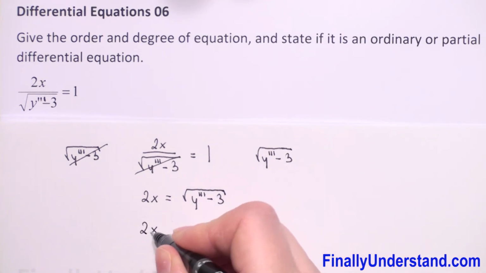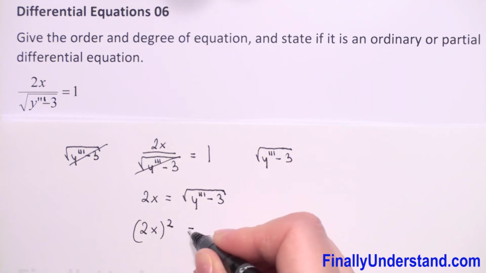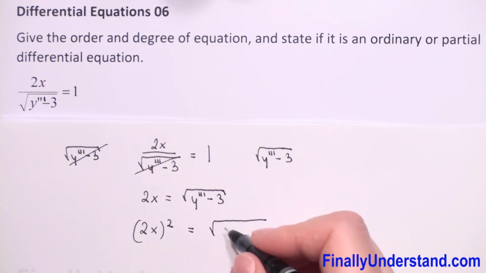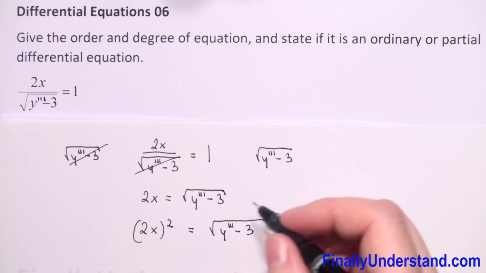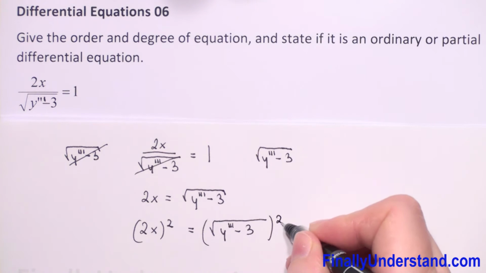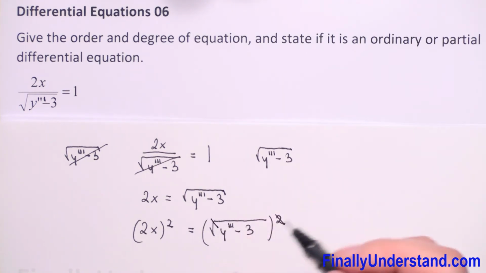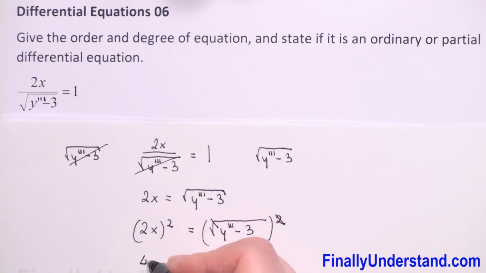So we will have 2x to the second power is equal to the square root of the third derivative of y minus 3, and we have to raise it to the second power. So now we can reduce the square root, and we have that 4x squared is equal to the third derivative of y minus 3. Now we see that we have a first degree equation. Why? Because the highest order derivative is raised to the first power. We never write the first power.